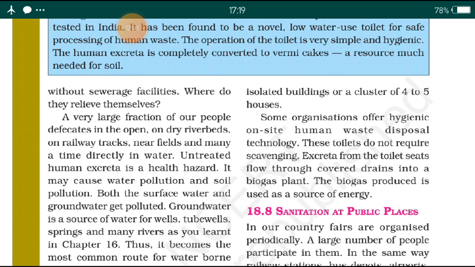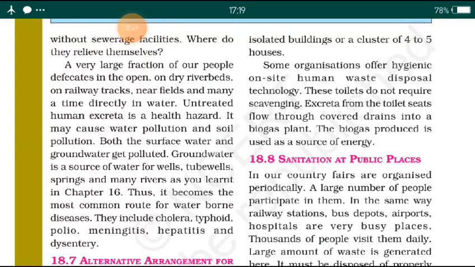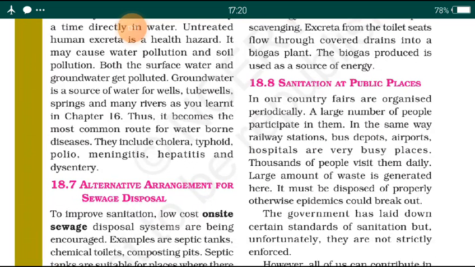Some organizations offer hygienic on-site human waste disposal technology. These toilets do not require sewerage. Excreta from the toilet seats flows through a covered drain into a biogas plant. The biogas produced is used as a source of energy.